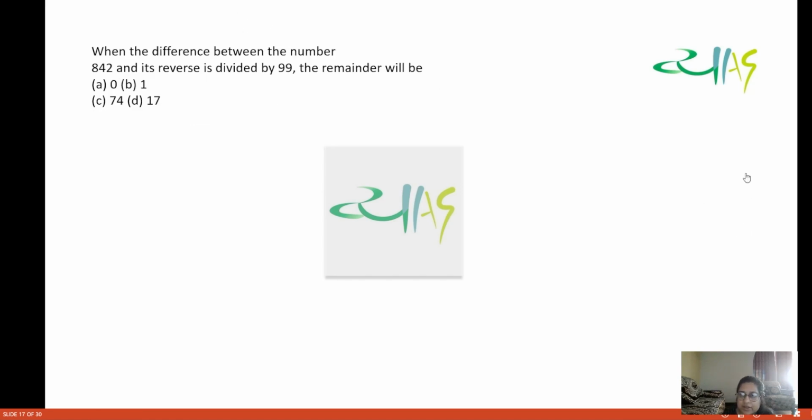The question is asking: what is the difference between the number 842 and its reverse, when divided by 99, the remainder will be.